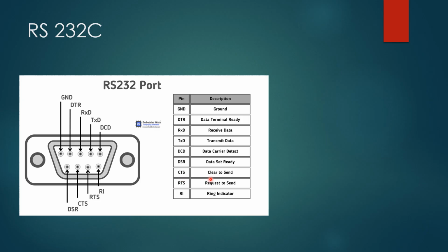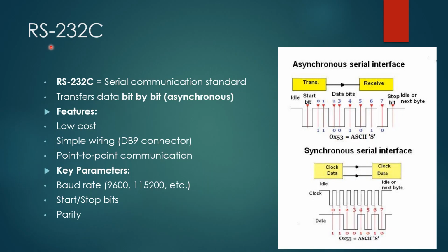So that is provided by CTS, and RTS is the request to send, which sends the request signal from the transmitter to make a communication establishment. And the ring indicator is nothing but the indication of whether the transmission is possible, is working or not. So RS-232 is a serial communication standard which has two ways of making communication establishment.